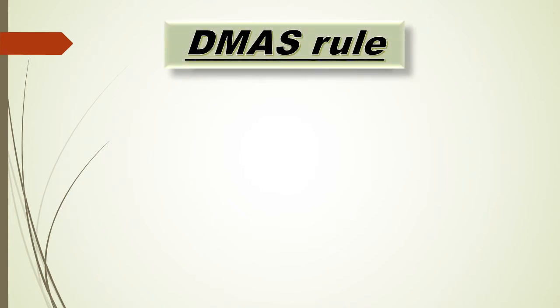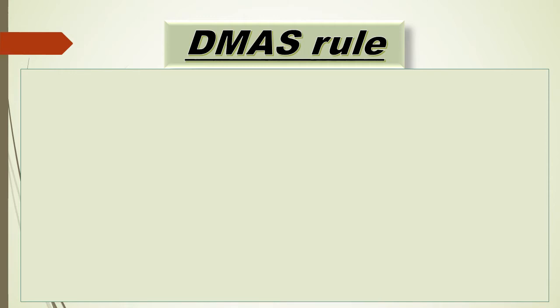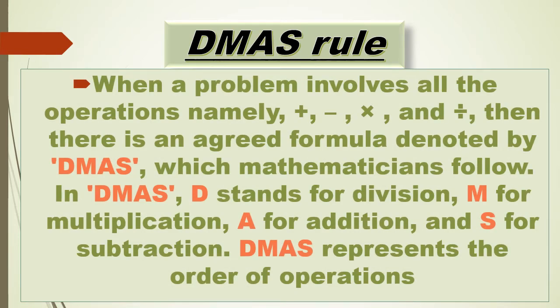First of all, I will tell you what is DMAS rule. When a problem involves all the operations, namely addition, subtraction, multiplication and division, then there is an agreed formula denoted by DMAS which mathematicians follow. In DMAS, D stands for division, M stands for multiplication, A for addition and S for subtraction. DMAS represents the order of operations.